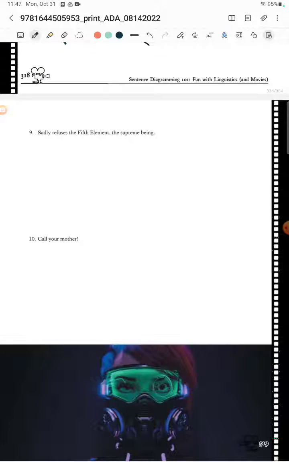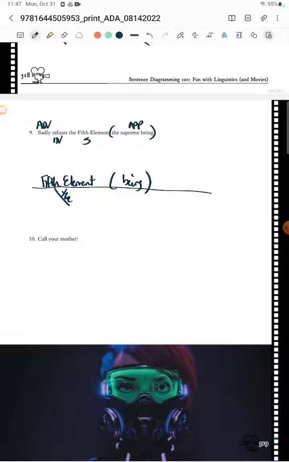All right, moving on to number 9. Sadly refuses the 5th element, the supreme being. All right, so we know this isn't a positive here. Renaming that element, and then we know that the 5th element refuses. And then how does she refuse? Sadly. Okay, so we've got 5th element. I'm going to call that a proper noun, right? The 5th element. And then she is the being. And then which being? The being, and a supreme being. And then she's going to refuse. And then how does she refuse?